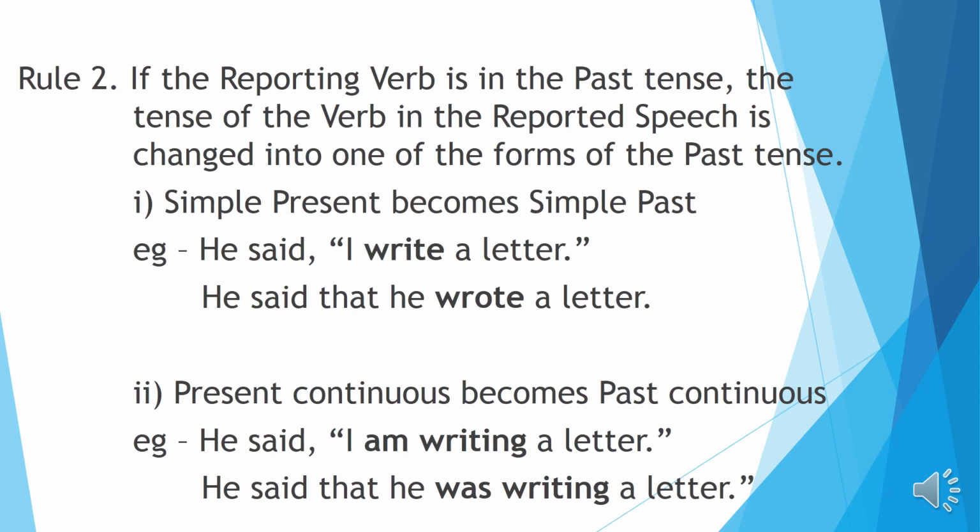We have next the second rule, which says if the reporting verb is in the past tense, the tense of the verb in the reported speech is changed into one of the forms of the past tense. So if the reporting verb is in the past tense, like was, then what happens? Even the reported speech will be changed into one of the past tenses. Remember, even in present tense and past tense, we have simple, continuous, all those things.